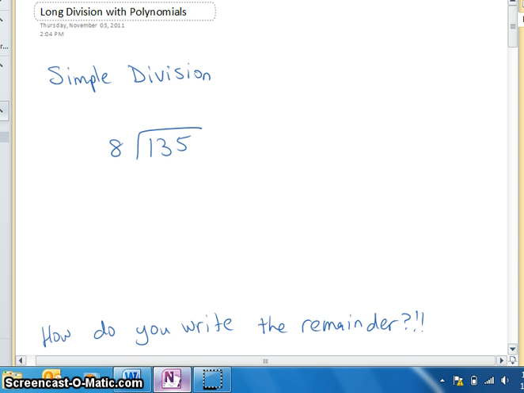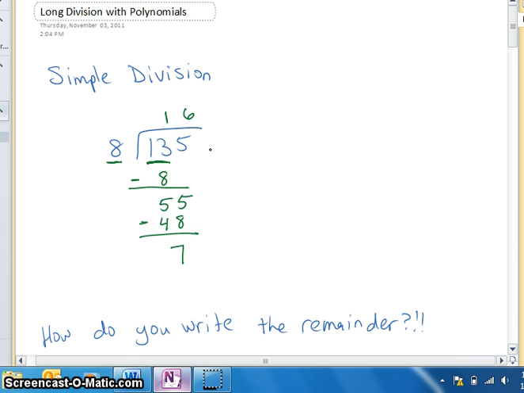Hopefully we remember the algorithm. I've got to figure out how many times does 8 go into 1. Well, it doesn't, so then I look at how many times does 8 go into 13. Goes in once, 1 times 8. I have to subtract. So 55, and then 6 times 8, so 48. Subtract. Leftover is 7.